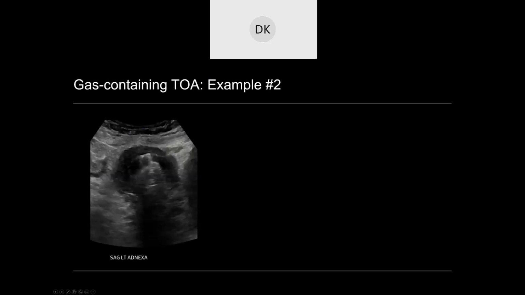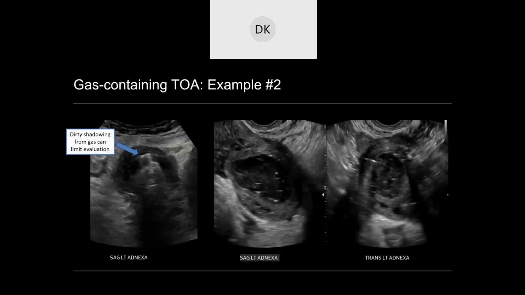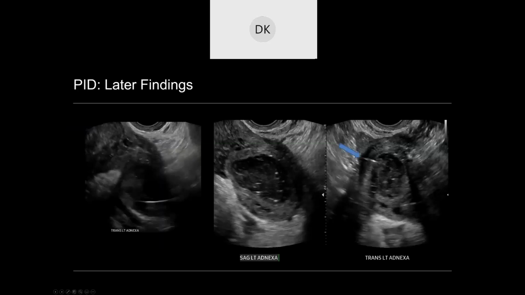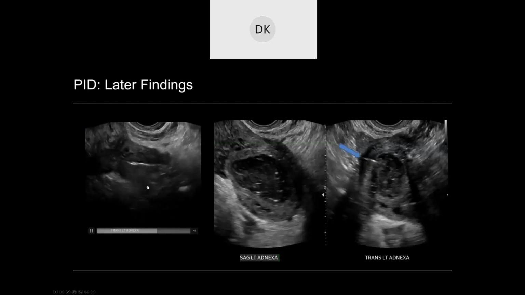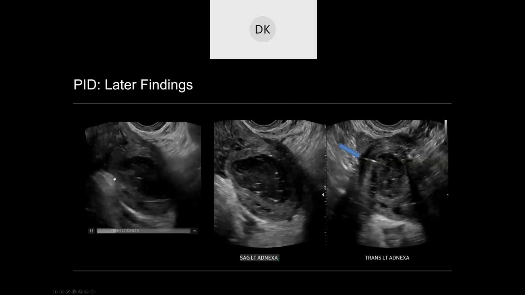Here's another example of a gas-containing TOA. And sometimes on transabdominal imaging, the gas will obscure the adnexa, and you might have trouble seeing it. So we're seeing that kind of dirty shadowing obscuring most of the adnexa, but on transvaginal imaging, you get a much better look at this area, and it's this heterogeneous collection with some linear reflectors there showing you that there's gas. And again, on the cine clip, you can see that a little bit better.